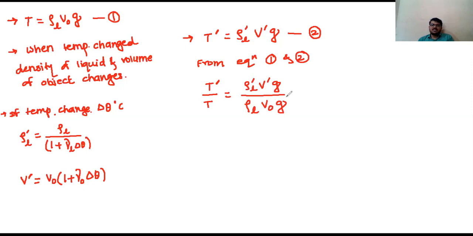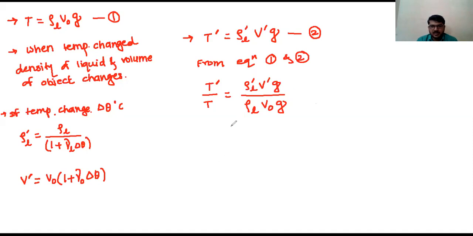Rho L dash V dash G divided by rho L V naught G. This is equal to, let's substitute the value now. Rho L dash का value क्या है? Let's substitute here. Wait, I will substitute in the next step.